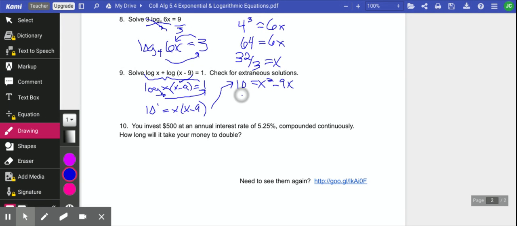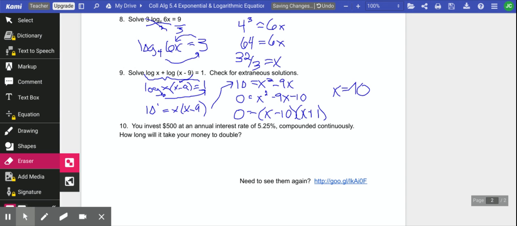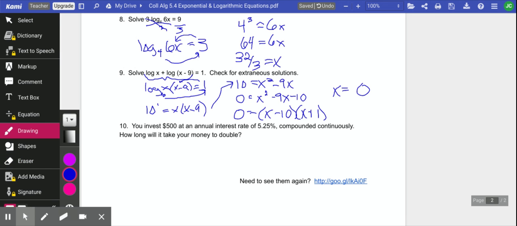Oh, that's going to be a quadratic. Subtract 10 over to the other side. We should be able to factor that. So our solutions are 10 and -1. Now, it does say to check for extraneous solutions.